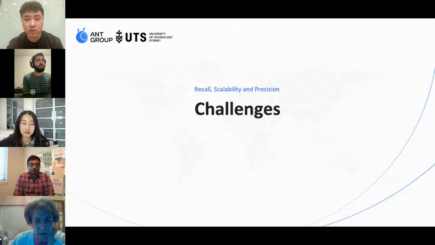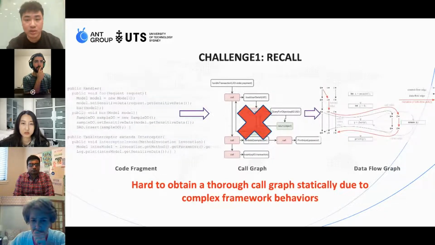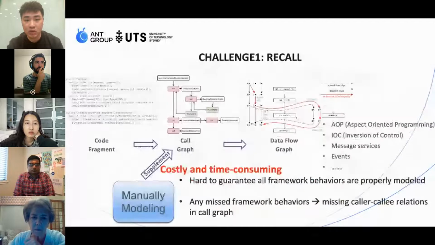However, when we try to use these analyzers on industrial microservice applications, we find that all these existing tools cannot analyze efficiently and precisely because of the following challenges. First, the recall rate of most existing analyzers is low because of the incomplete call graph, which is used for inter-procedural analysis. Most existing static taint analyzers run their analysis based on the pre-built call graph. However, it is hard to obtain a complete call graph statically in microservice applications because of the usage of complex framework behaviors, such as AOP, IOC, and message service or event call.